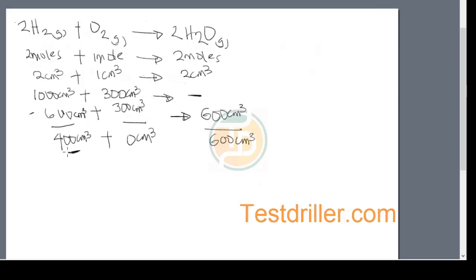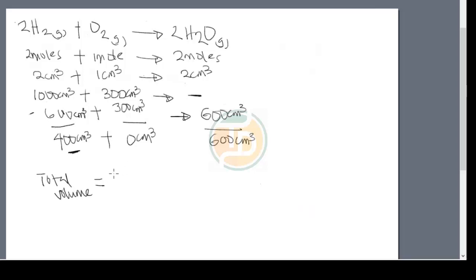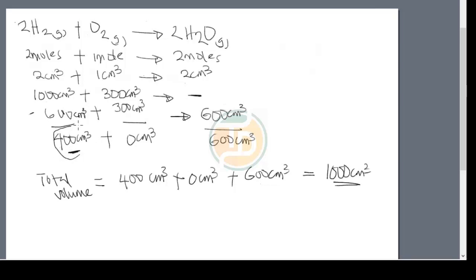Now, should the question ask you, what is the total volume of residual gases? You are going to add that total volume: 400 cm³ plus 0 cm³ plus 600 cm³, and that will be equal to 1000 cm³. That will be the total for the gases. But the question is just asking you the volume of hydrogen left, and that is 400.